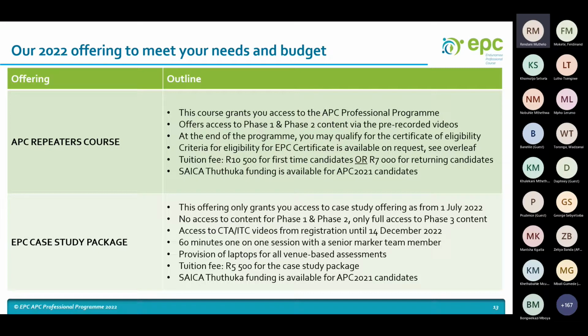which includes 1, you have sat for APC 2021, 2, you are a South African citizen, and 3, this is the third one, it's just not coming. But yes, if you meet the criteria that they've set out, then you will be eligible for funding.